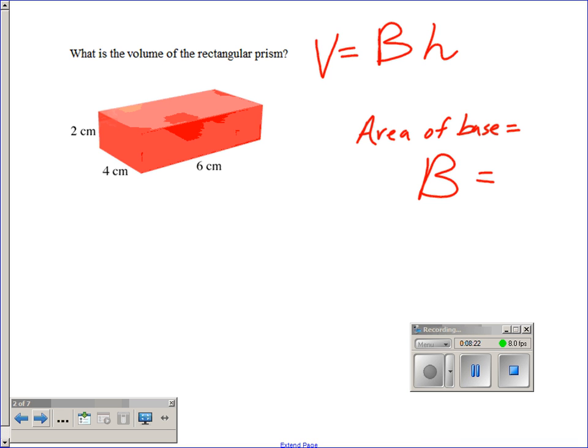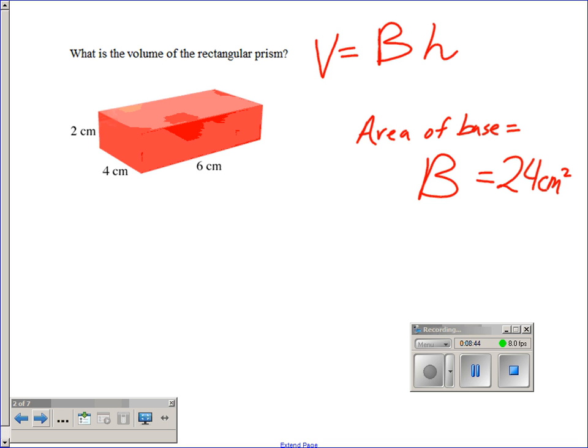It's 6 long by 4 wide. That's going to be the area of our base. So what is 6 times 4? 24. So the area of our base is going to be 24 centimeters squared.